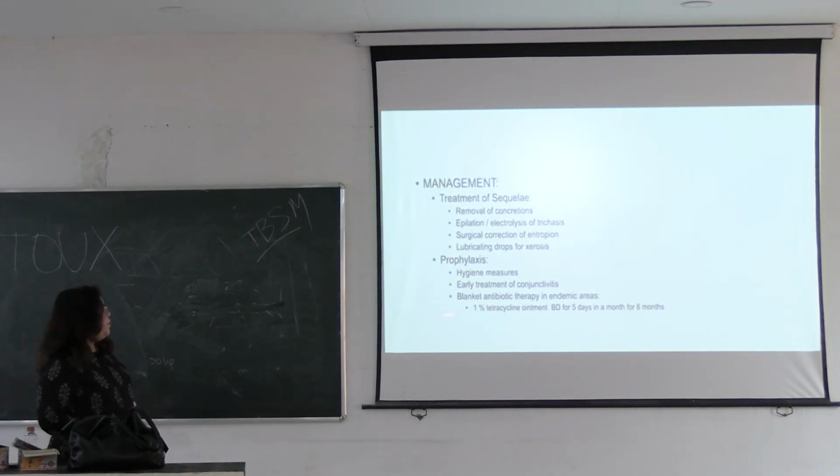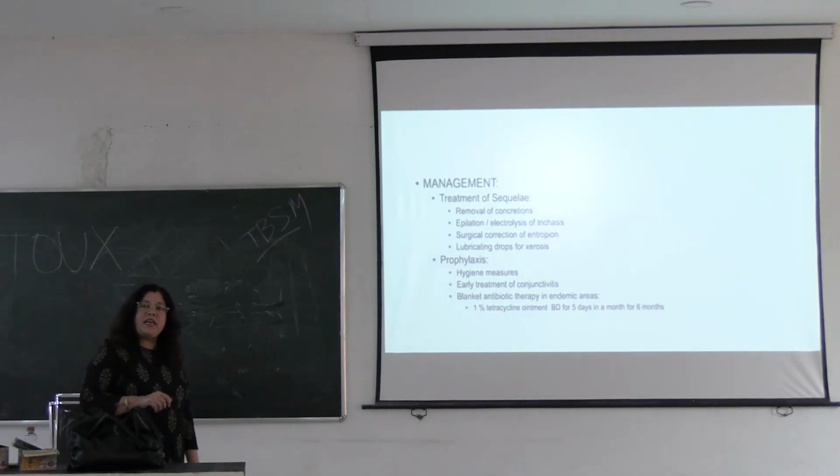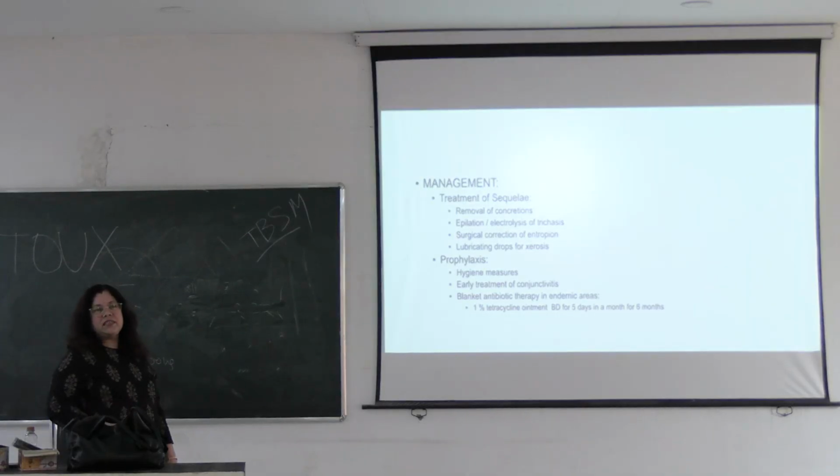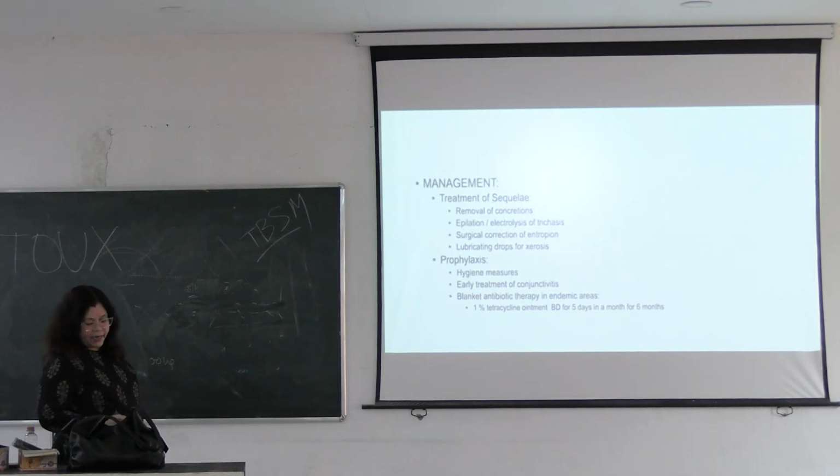So prophylaxis, what is the prophylaxis? Hygiene is maintained. If early conjunctivitis is treated, that is better, and blanket therapy is given in the epidemic form. Whether the patient is suffering or not, all people are given 1% tetracycline ointment BD for 5 days in a month for 6 months. This is blanket therapy.